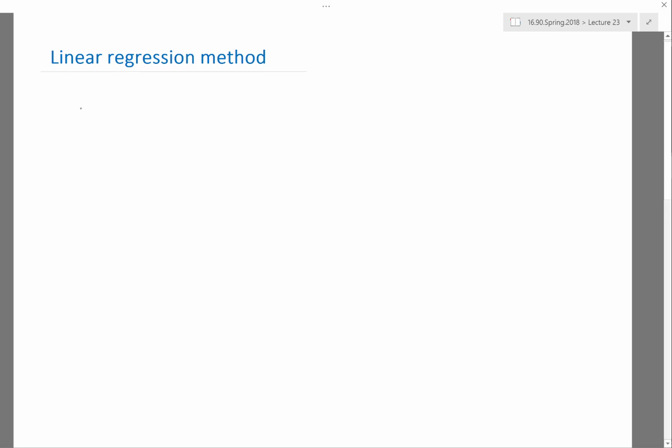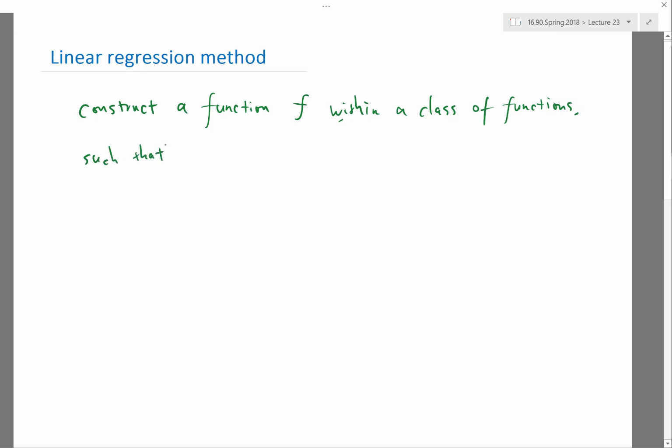So what I'm really doing here is I want to construct a function form f, within a particular class of functions, such that my summation over all the samples, i goes from 1 to n, n being the number of samples, 200 in this case, of yi minus f of xi, squared, is minimum.